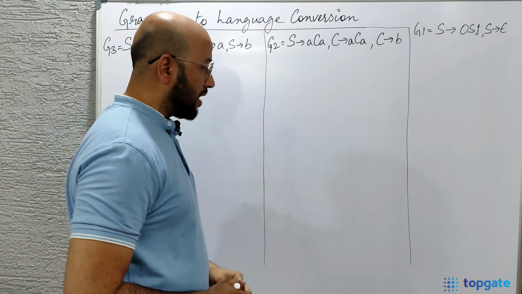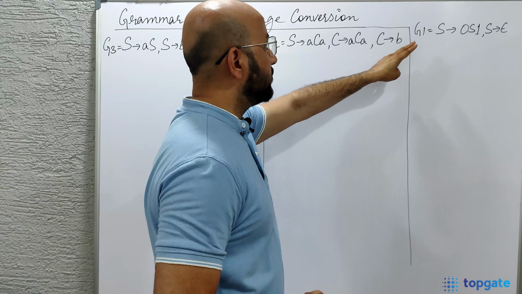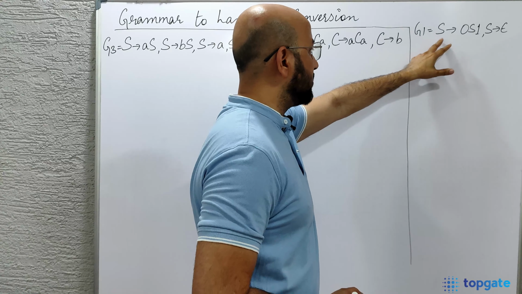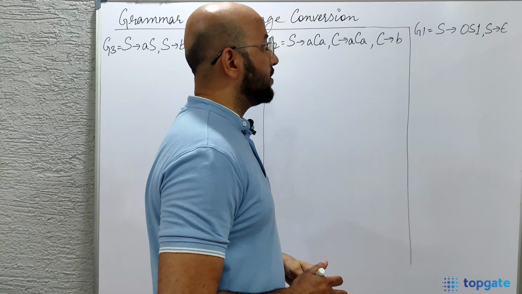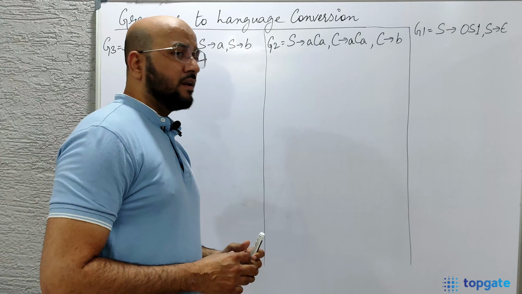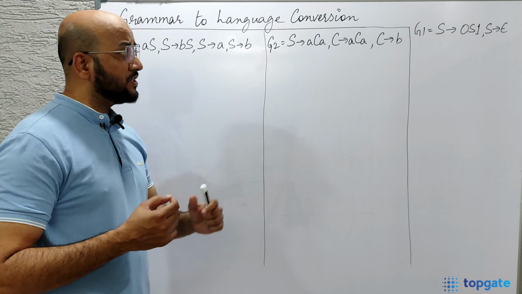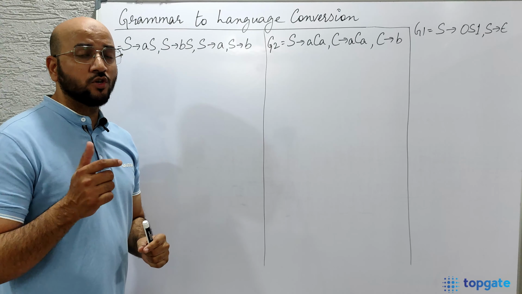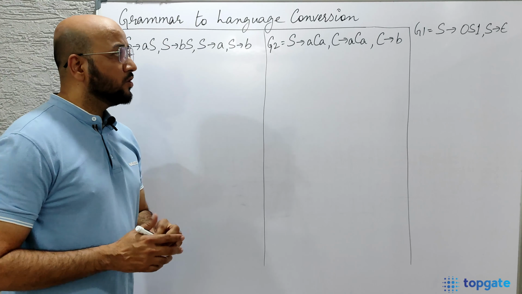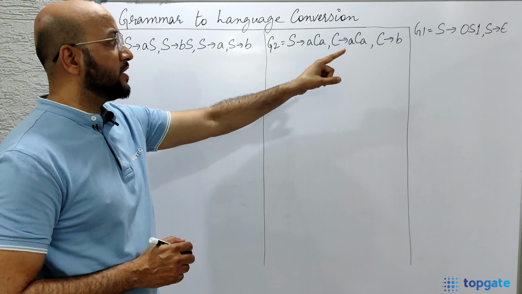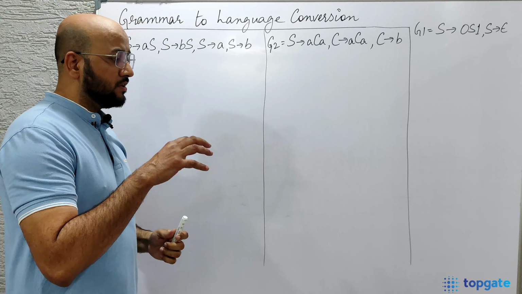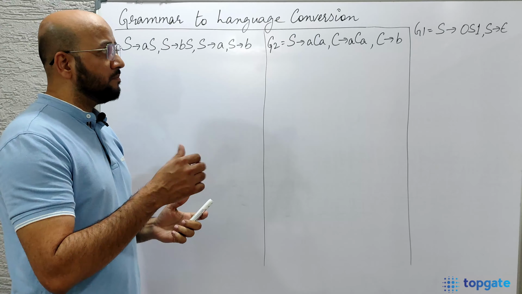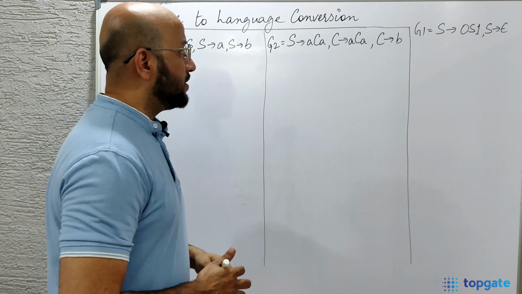In the first grammar, we have two production rules: S tends to 0S1, and S tends to null. I'll try to generate all the possible strings from this grammar, because we know that a language is the collection of all possible strings. Then we'll conclude something, and that will be my language. So let's see.